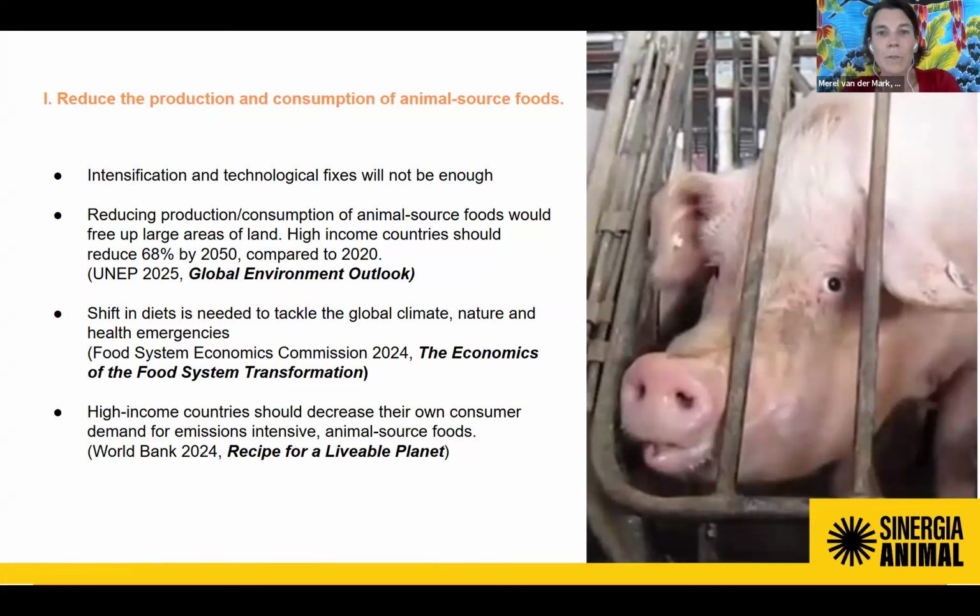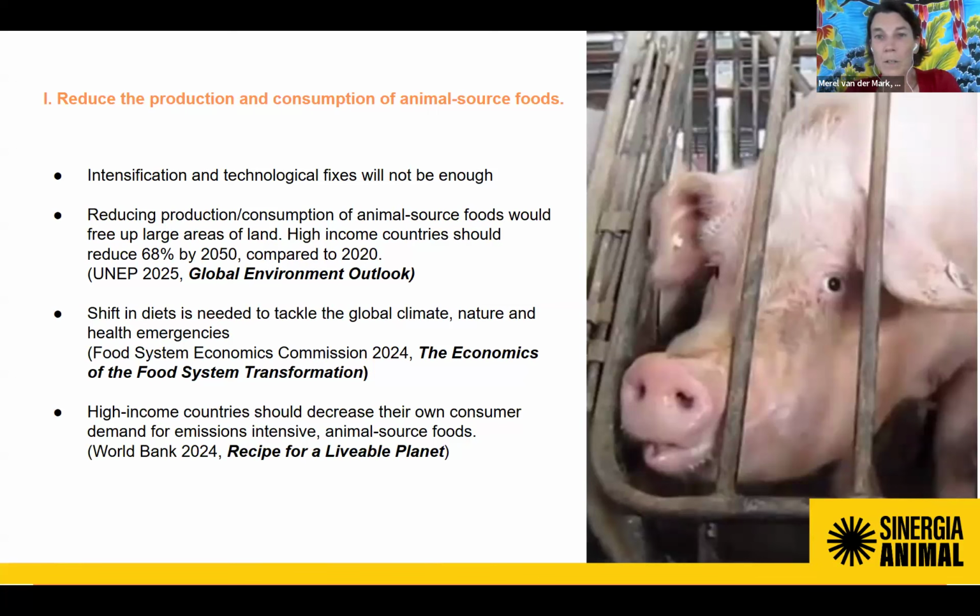Animal agriculture uses large amounts of land for grazing and feed production, as Peter just showed us. Reducing the consumption of animal-sourced foods would free up significant areas of land for nature restoration and carbon storage. A report by UNEP suggests that high-income countries should reduce consumption by about 68% by 2050, compared with 2020 levels.